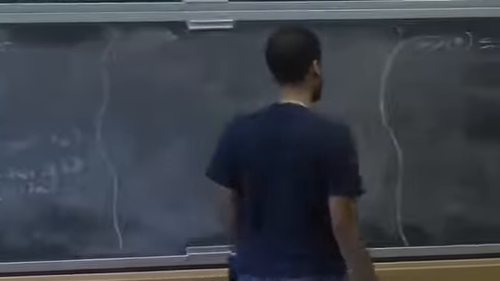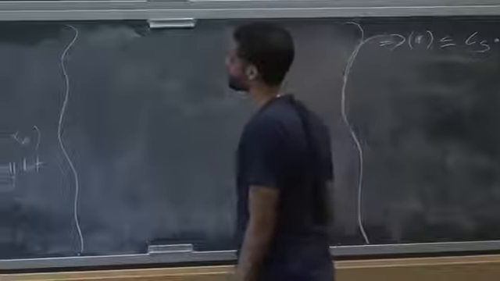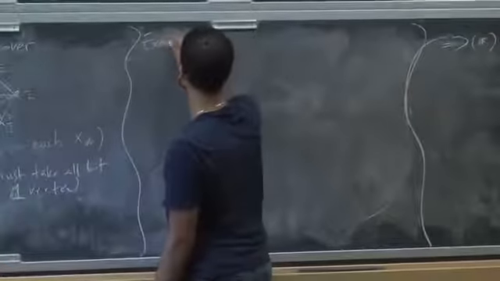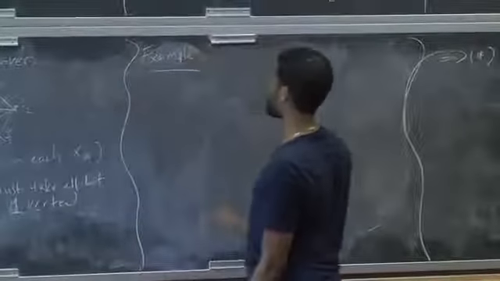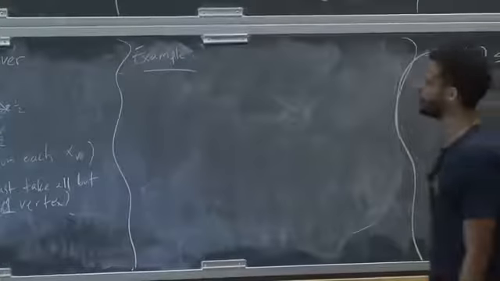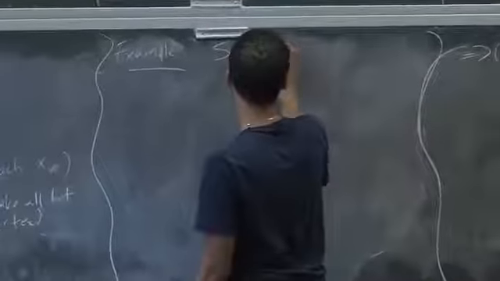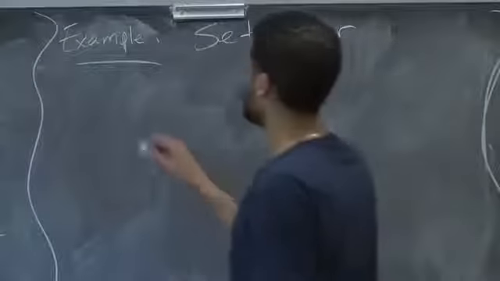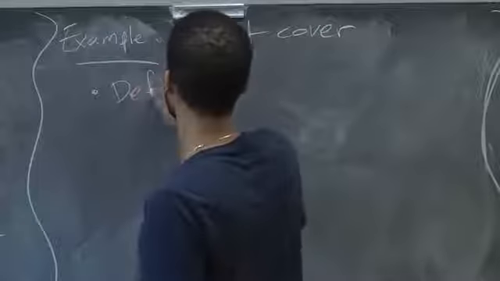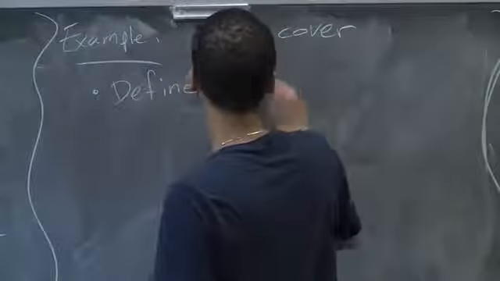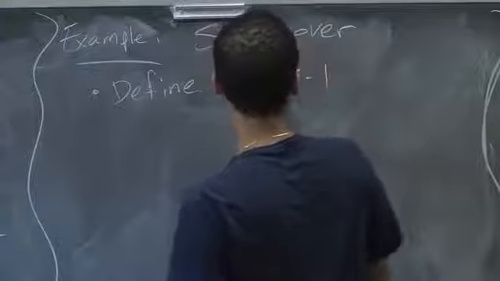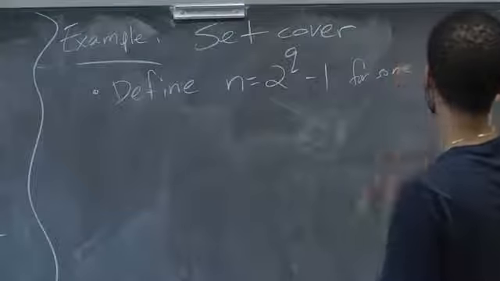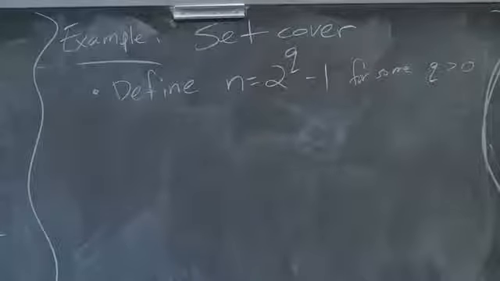Okay, so for another example, this one will be a little trickier. Set cover. I want to give a log n gap. Define n to be 2 to the q minus 1 for some integer q bigger than 0.